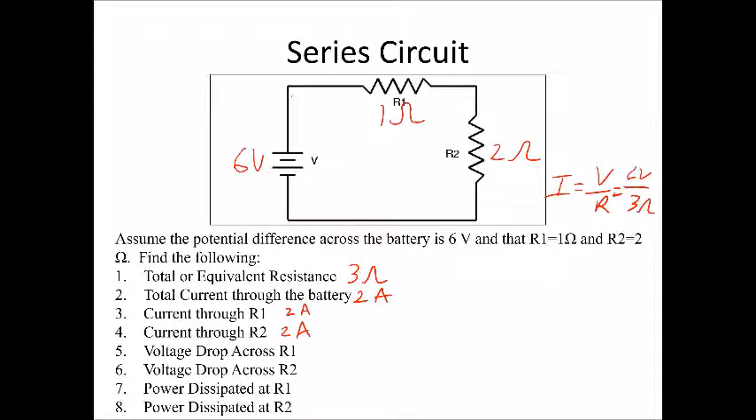Next, we're asked to find the voltage drop across R1 and R2. They might also ask us for the potential difference across R1 and R2. To find that, we're going to use Ohm's law again, and we're going to say V equals I times R. That's just Ohm's law solved for voltage or potential. So we know the current through R1 is 2 amps. We know the resistance of R1 is 1 ohm. That means the voltage drop across that resistor is 2 volts.